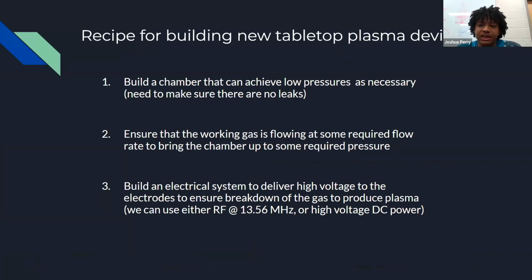And a recipe for building a tabletop plasma device: we need to build a chamber that can achieve a low pressure as necessary. Need to make sure there are no vacuum leaks, ensure that the working gas is flowing at our required rate, and build an electrical system to deliver high voltage to the plasma. We can use an RF source, which we use here at Auburn at 13.56 megahertz, or a high voltage DC power.